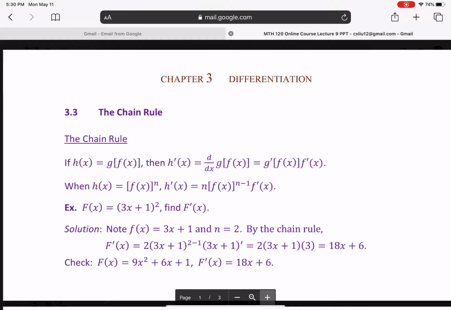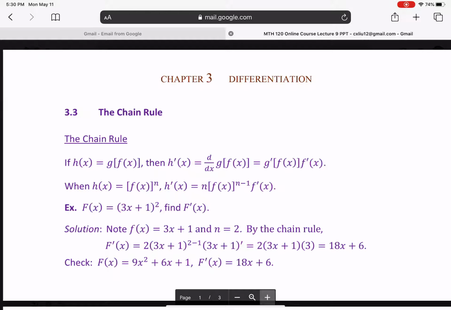Hello. Today we're going to talk about the chain rule in 3.3. We discussed the basic rules in 3.1, including the power rule. In 3.2, we talked about the product rule and the quotient rule. Today we got another rule, the chain rule, which is used for differentiation of composition of functions.